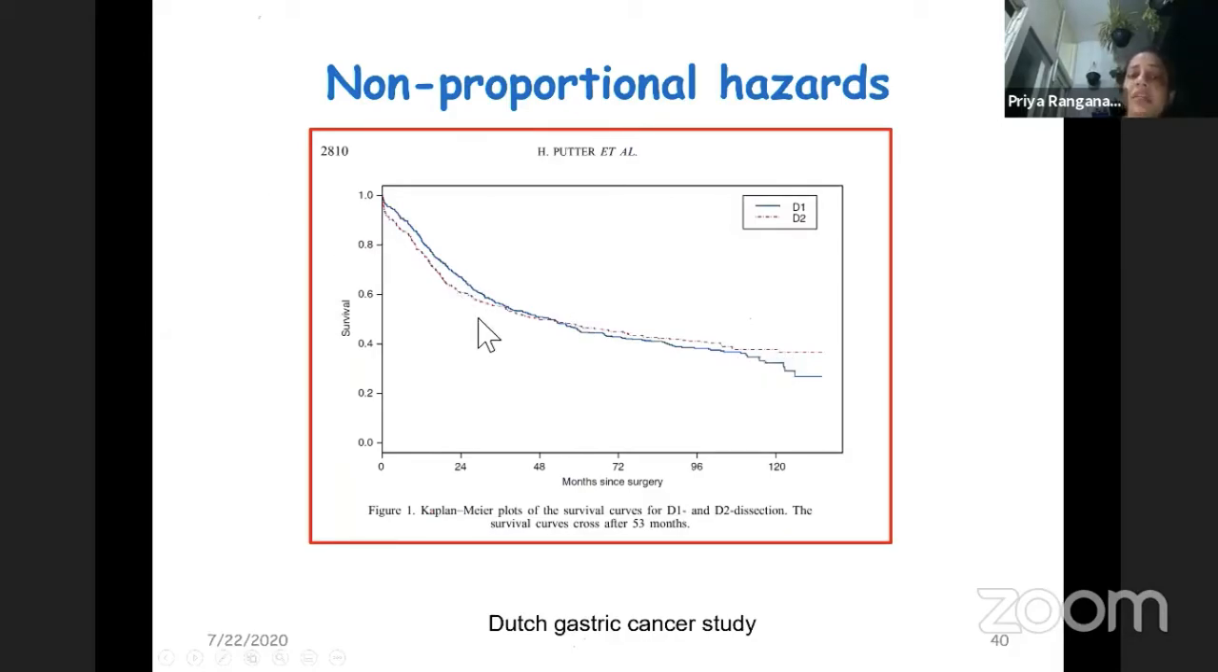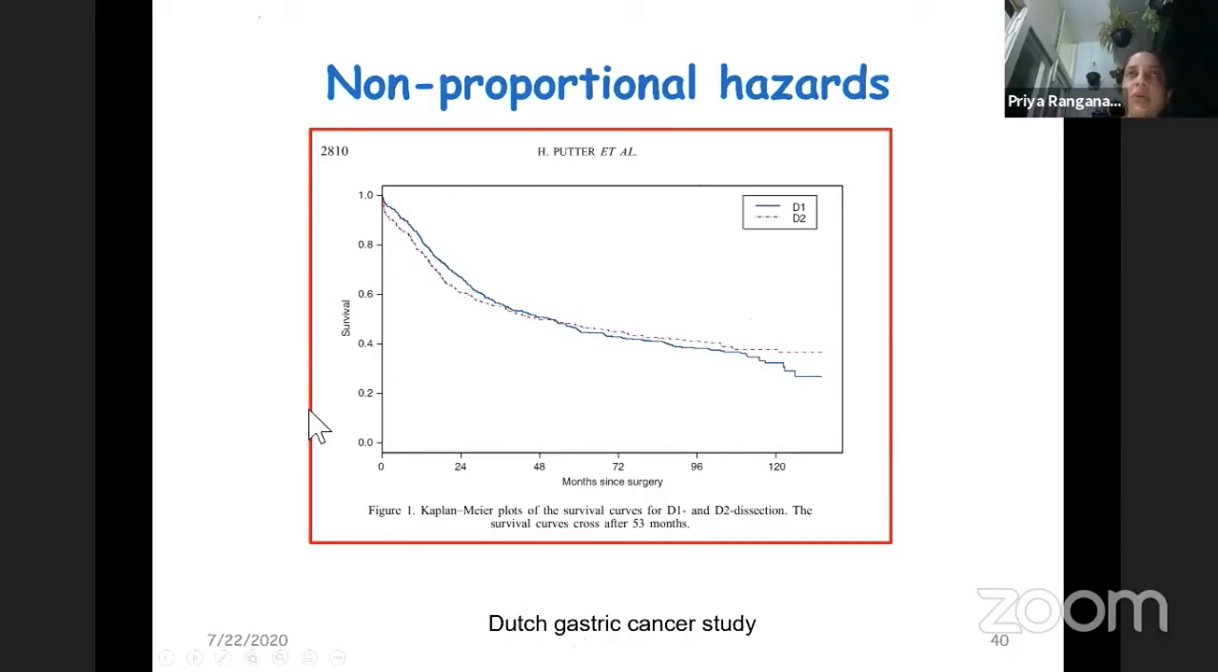So when you have curves which are non-proportional, you cannot calculate a single hazard ratio. This needs a very complicated analysis. You need to sit with the statistician and work out something which is time sensitive. So what you'll need to do is divide the data and say for the initial part, this is the hazard ratio. And then for the subsequent part, it actually reverses and this is the hazard ratio.